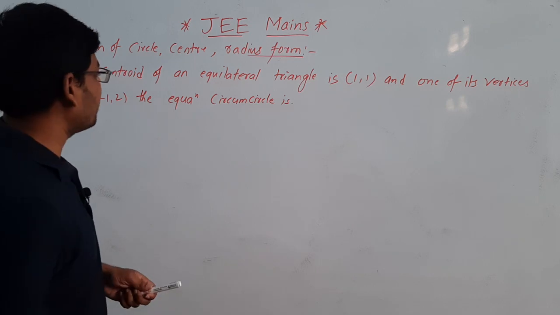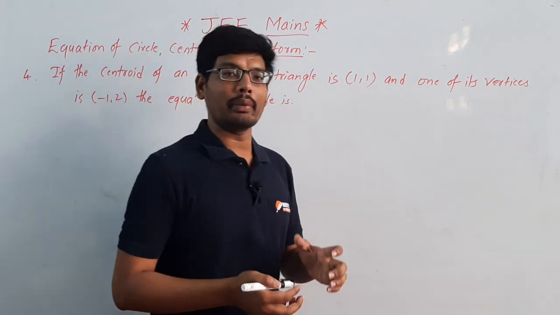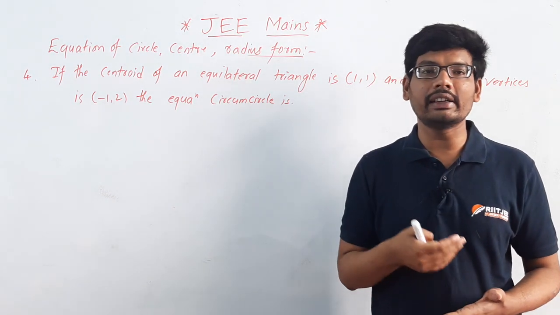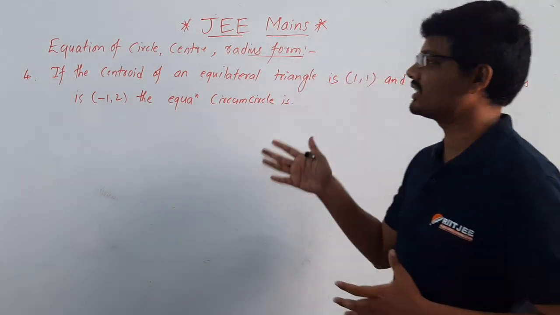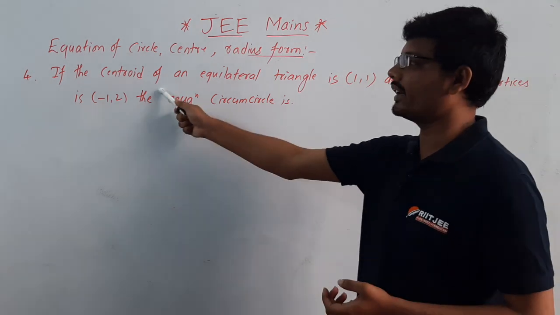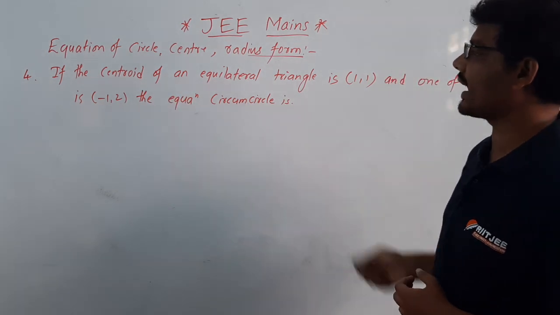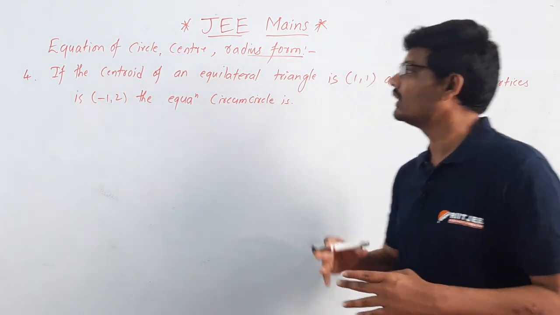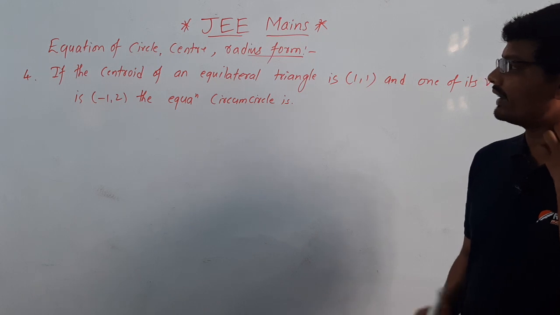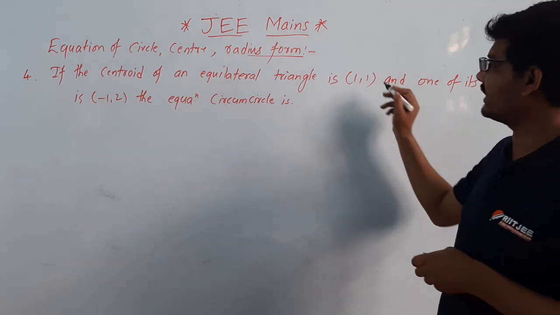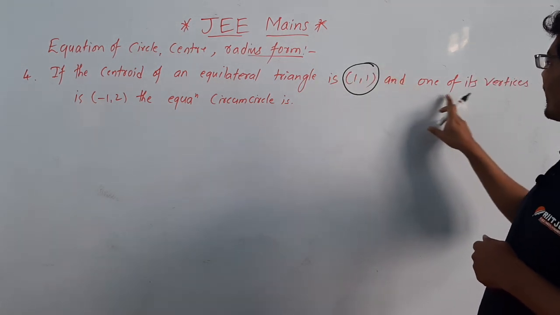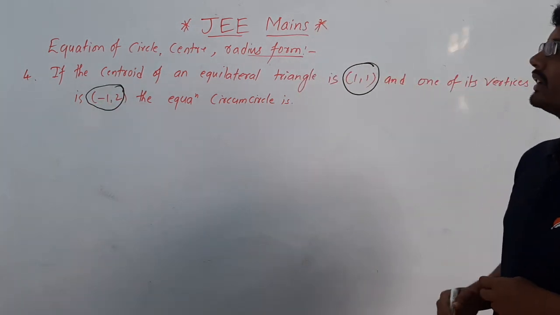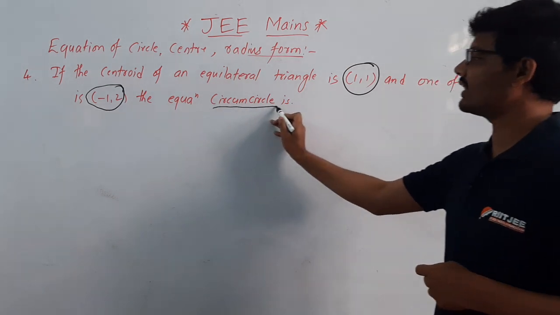Generally, what is meant by circumcircle? Circumcircle is nothing but the circle which is passing through all the vertices of a triangle, called the circumcircle here. And he has given one question: the centroid of the equilateral triangle, which has all sides equal, is given as 1, 1, and one of its vertices is minus 1, 2, and he is asking to find the equation of the circumcircle.